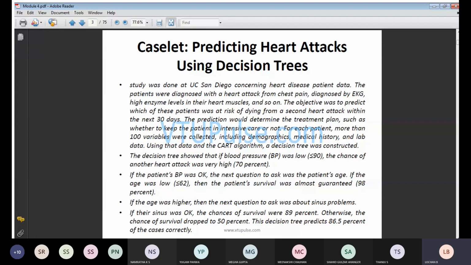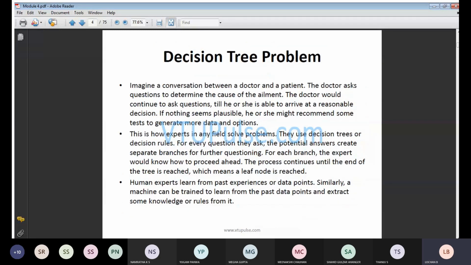So they are going to make a conversation between the doctor and the patient. The doctor asks questions to determine the cause of an ailment. The doctor would continue to ask questions till he or she is able to arrive at a reasonable decision. If nothing seems reasonable, he or she might recommend some tests to generate more data and options.